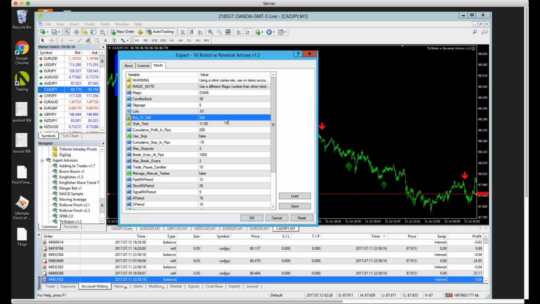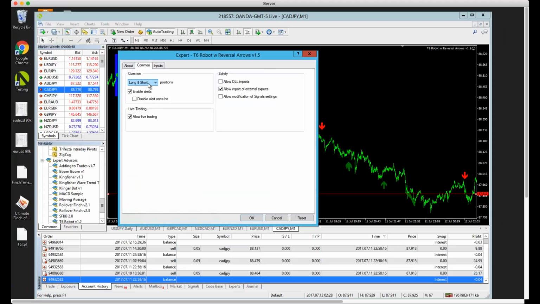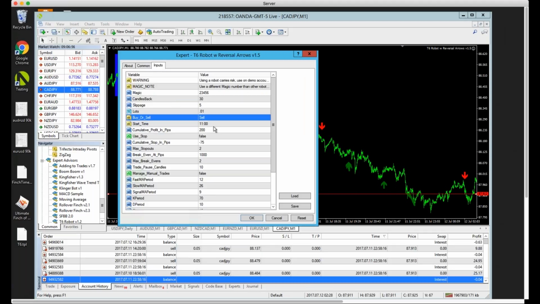Lot size. I think for every $1,000 in an account, you might want to trade a micro lot. Buy or sell refers to whether you want the robot to buy or to sell. You don't have to worry about the settings in the Common tab. You can ignore this. If you would like to also change the settings in the Common tab, be my guest. It's not necessary. Don't do stuff that is unnecessary.